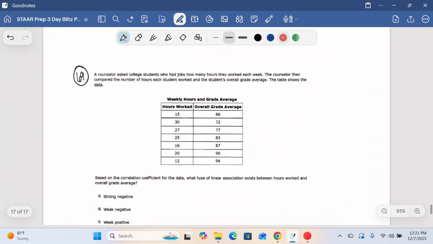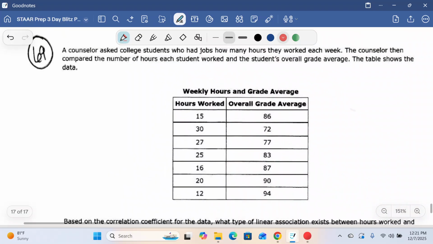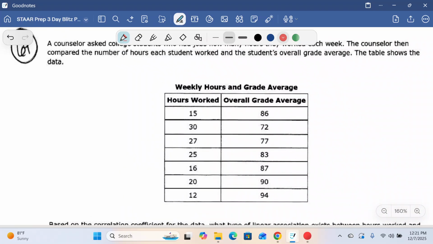If I look at 69, the counselor asks the college how many hours and everything is based on the correlation coefficient for the graph, what type of linear association? So we're looking at whether it's a strong negative or a weak negative, weak positive, or a strong positive. So if you look at this graph, it's not as easy as it looks because the numbers are all out of order. So my recommendation for this one is to order the numbers from least to greatest.